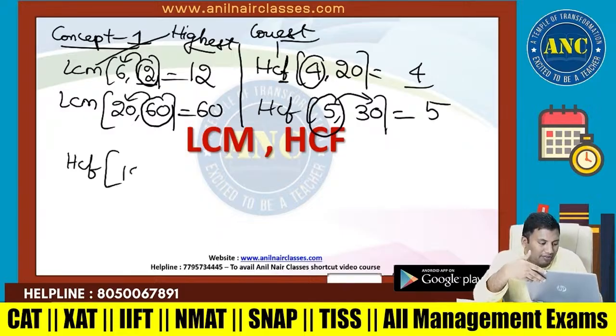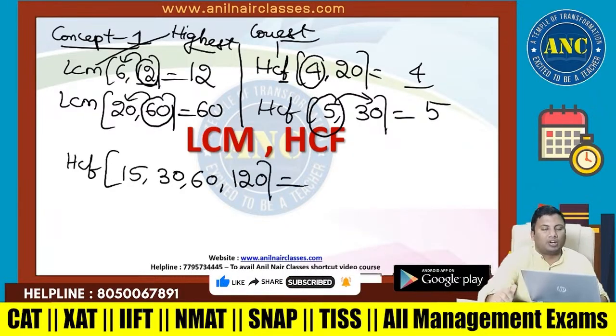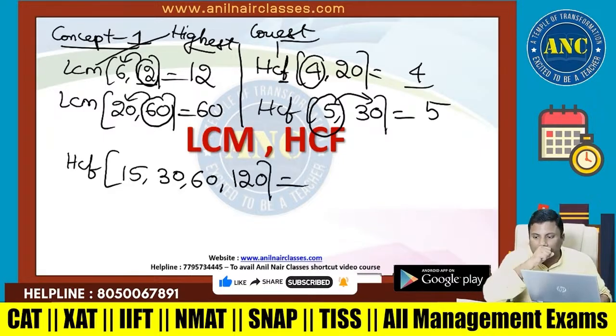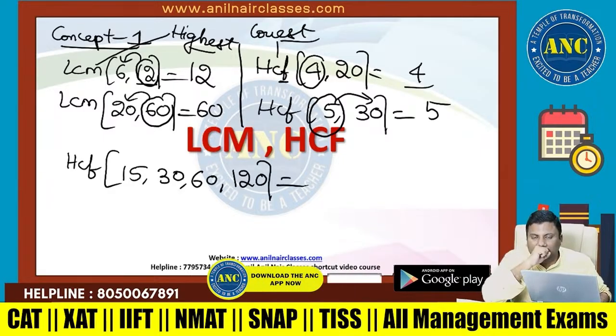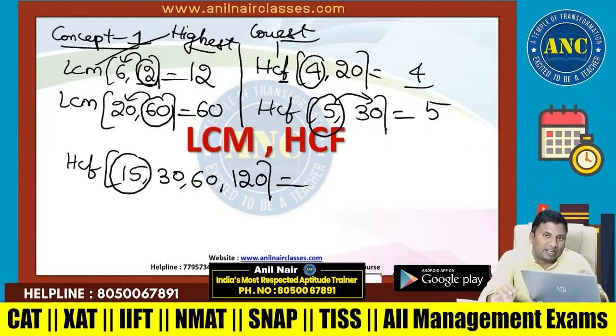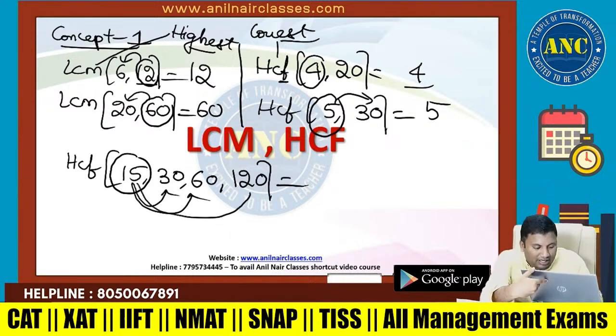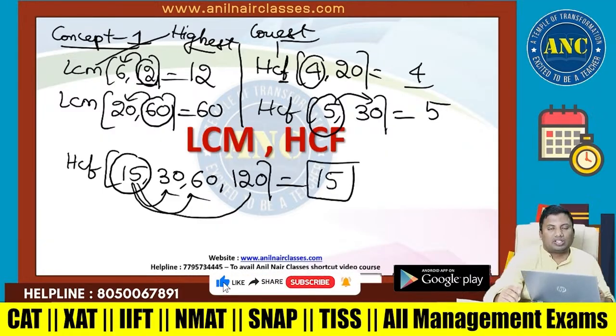HCF of 15, 30, 60, 120. I want HCF. HCF is highest common factor. Factor means take the lowest value. 15. Check whether this lowest value is a factor of every other number. 15 is a factor of 30. 15 is a factor of 60. 15 is a factor of 120. So answer is nothing but the lowest value.